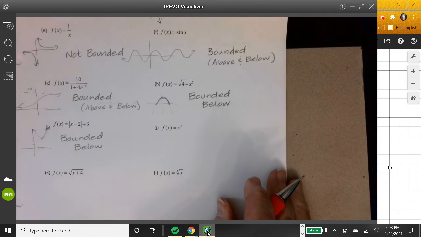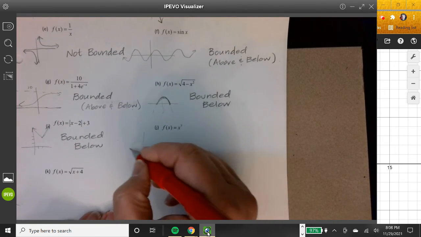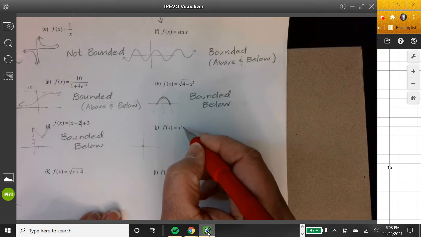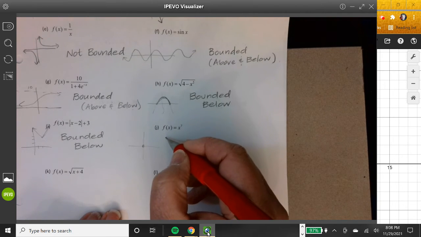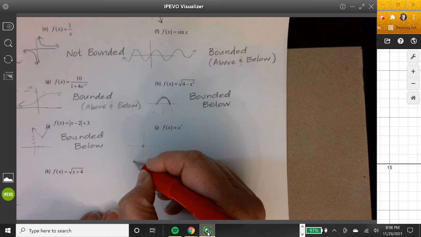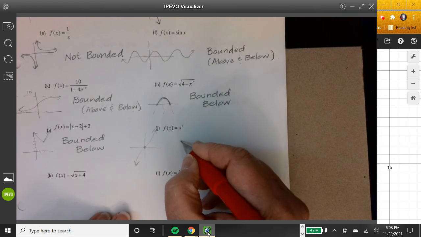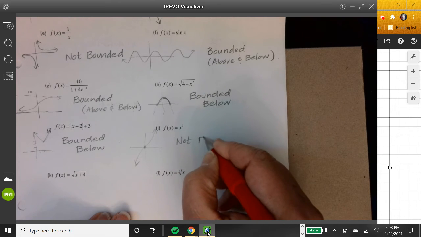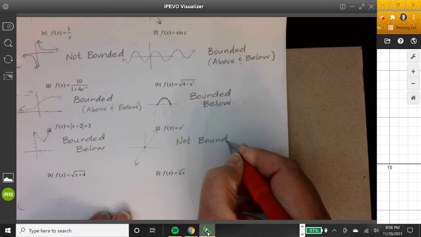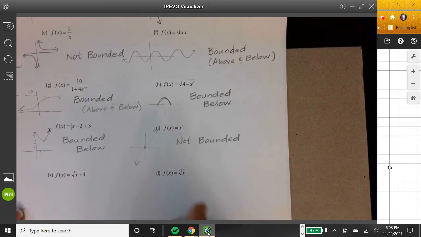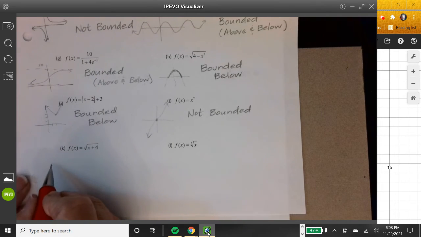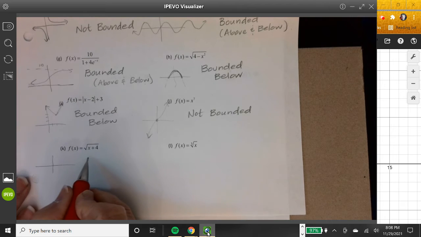x to the 7th. All right, well, it's got a 0 at 0. And this is an odd root. So odd end behavior, so it's going to look like this. Okay, is that one bounded? No. It's like x cubed or x to the 5th or x to the 9th, right? It's not bounded.